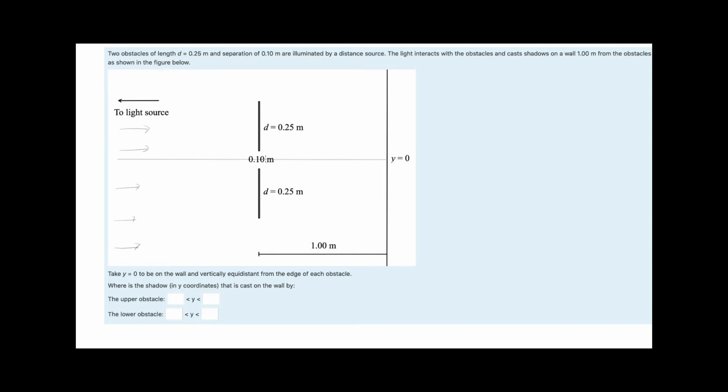Now you can see that the gap in between these two obstacles is 10 centimeters, and these are 25 centimeter obstacles. And these are significantly larger than what the wavelength of light is going to be. This is light, so we can assume visible, between 400 and 700 nanometers. So this is much, much larger. Therefore, the ray approximation is valid here.